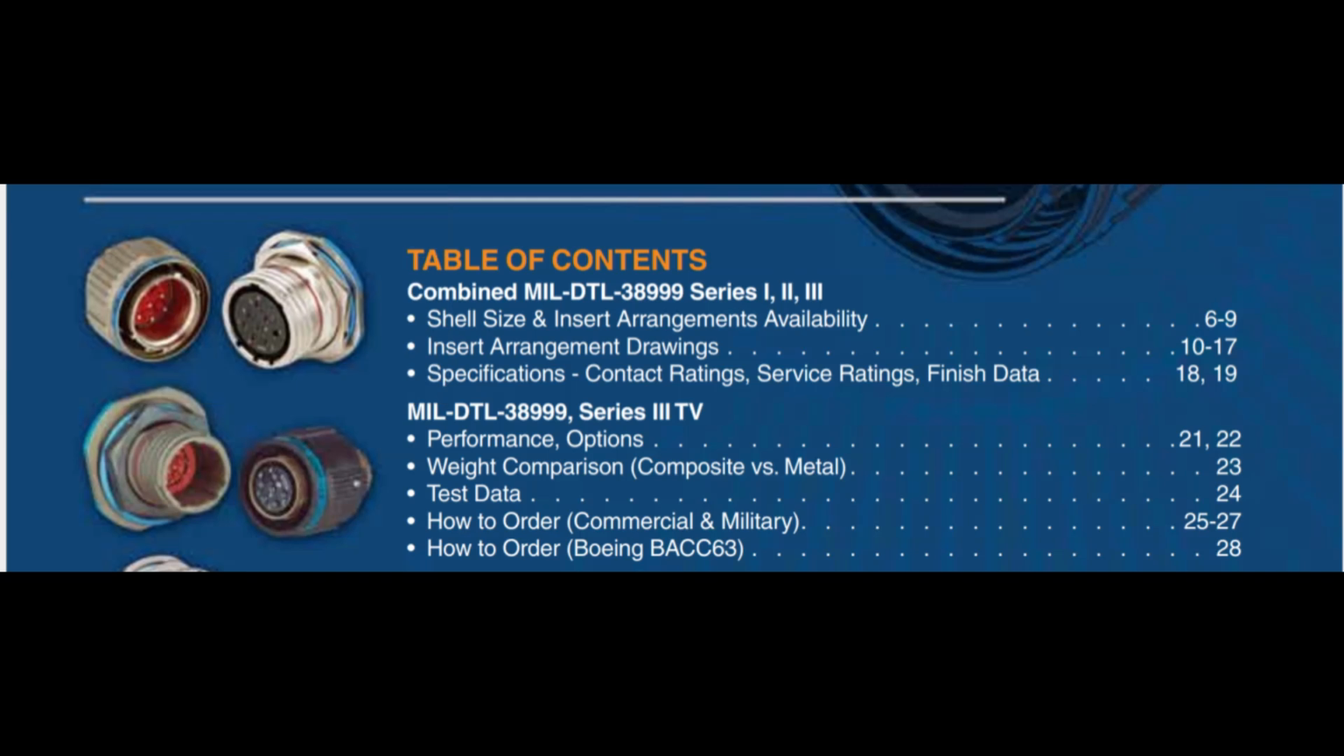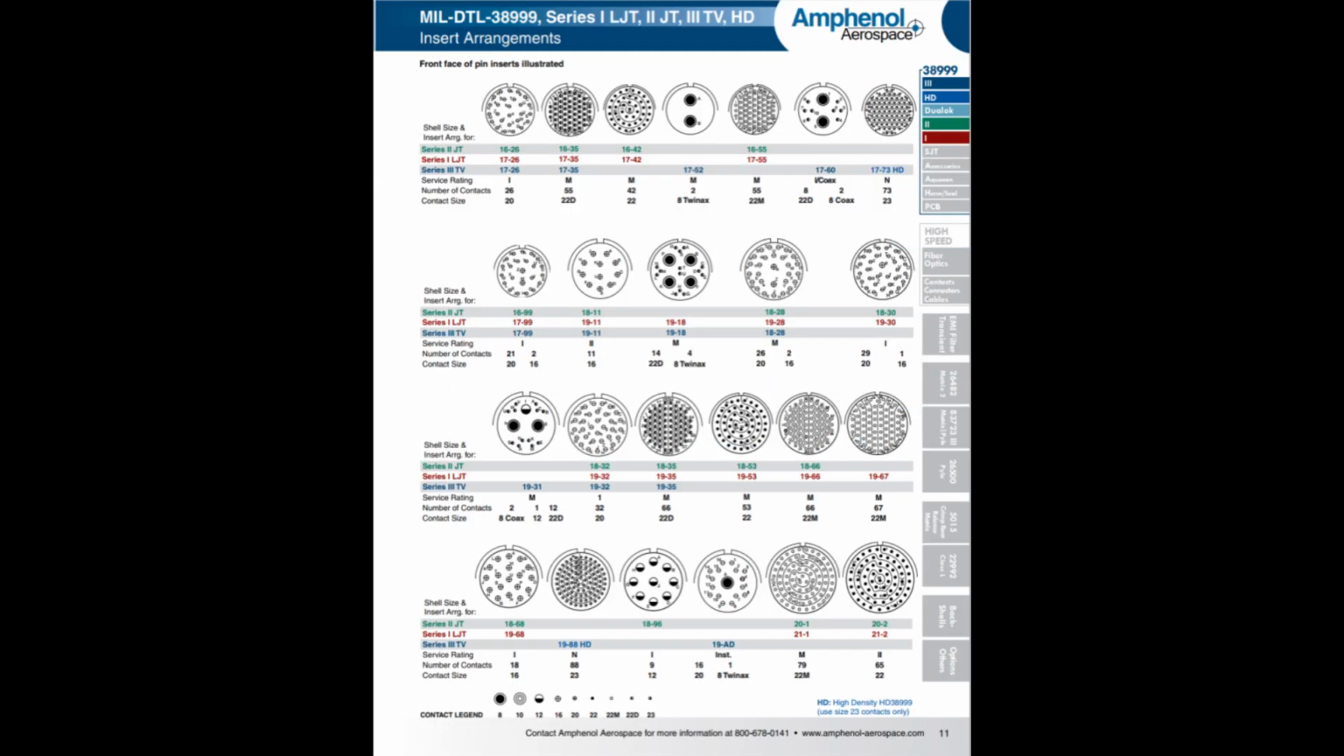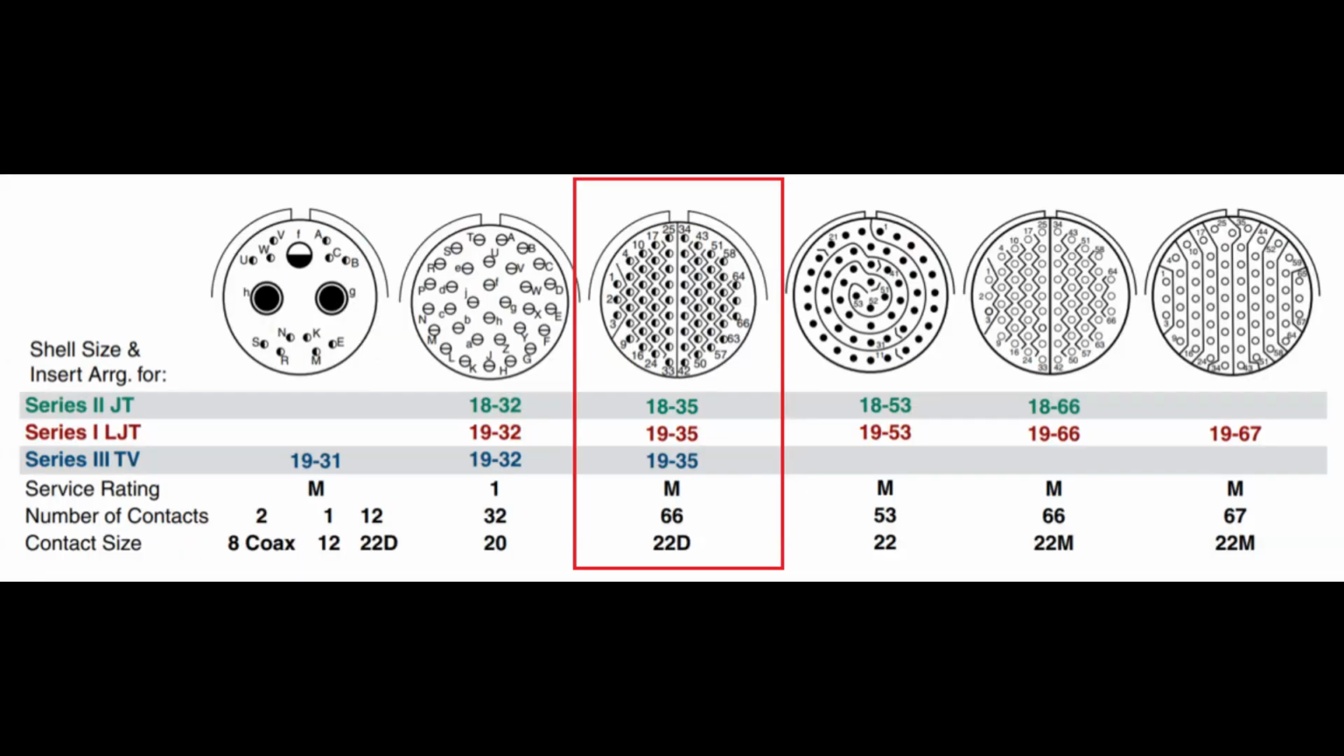For detailed insert arrangement diagrams, we turn to pages 10 through 17. On page 11, we locate our connector. Since F35 isn't directly shown, we reference the equivalent 19-35 insert arrangement instead.